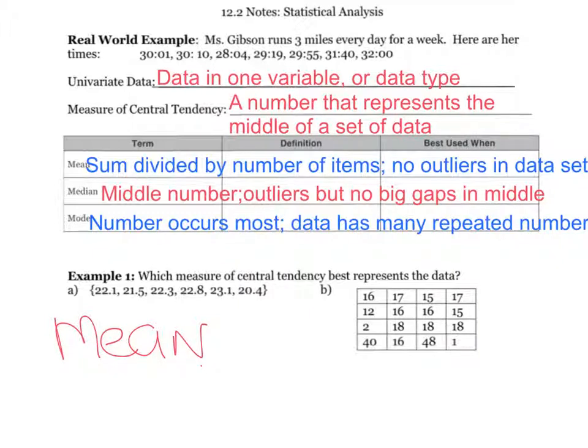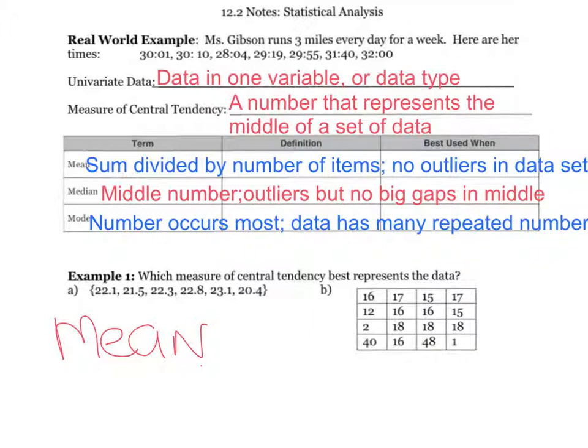Looking at B, we have the numbers 16, 17, 15, 17, 12, 16, 16, 15, 2, 18, 18, 18, 40, 16, 48, and 1. So here we do have some outliers. So right away we know that we're not going to use mean because mean says that we're going to use that when there's no outliers. So then we have to decide, are we going to use median or are we going to use mode?